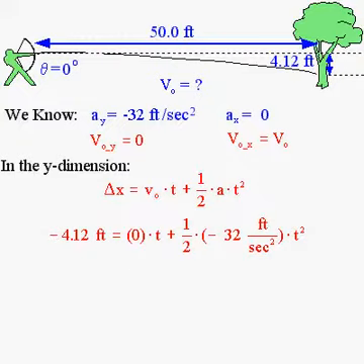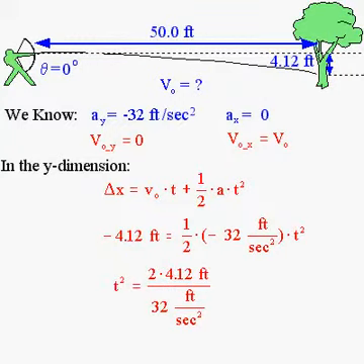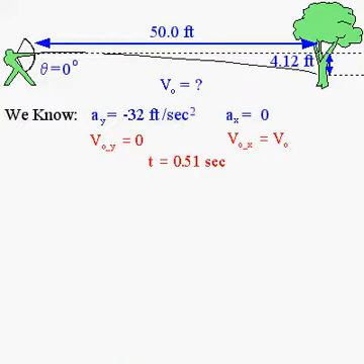Now, the first term on the right-hand side of the equation drops out because 0 times t is 0. So we're just left with negative 4.12 feet equals 1/2 times negative 32 feet per second squared times t squared. Well, we can solve for t squared, and when we do that, we get t squared equals 2 times 4.12 feet divided by 32 feet per second squared. Feet cancel, and when I take the square root of both sides, I find that t equals 0.51 seconds. Okay, that's now something we know, so we can put it in the we know column. Now we can use that information to go to the x dimension and look at things there.